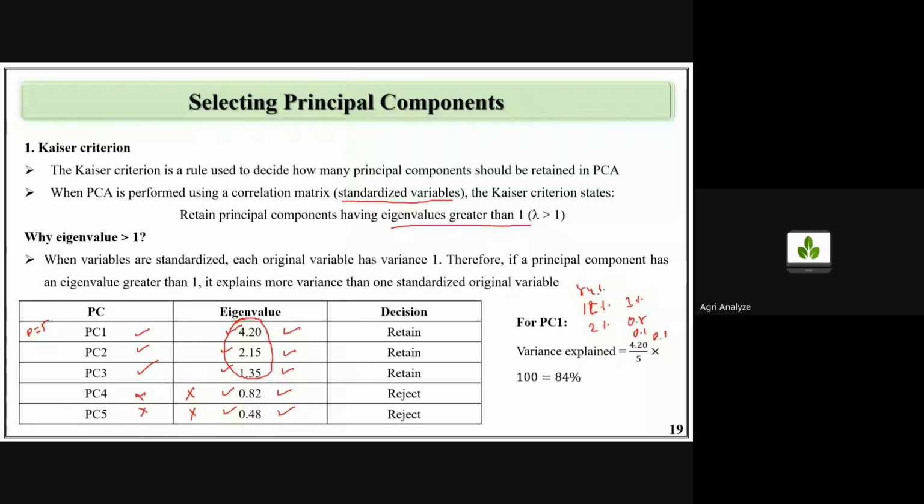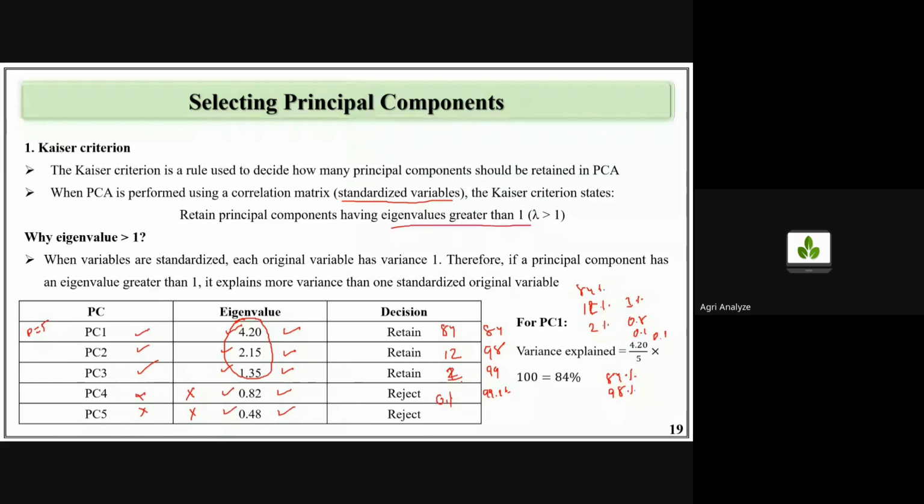Okay, now we have to cumulate this variance: 84%. Then for the second it is 98%, because here we have 84%, 12%, 2, 1. So 84% cumulative variance, then 98%, then here it means 1. So here it is 99%, here it is 0.1, so it is 99.1%.